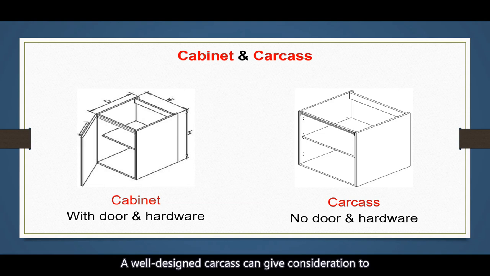A well-designed carcass can take into consideration the convenience of use and the division of space. Depending on the height of the users, we provide different cabinet heights, and following the user's cooking habits, we provide different kinds of baskets and different humanized designs. Based on the room information, our plans can maximize the utilization of space and make even a small kitchen contain all the functions we need.